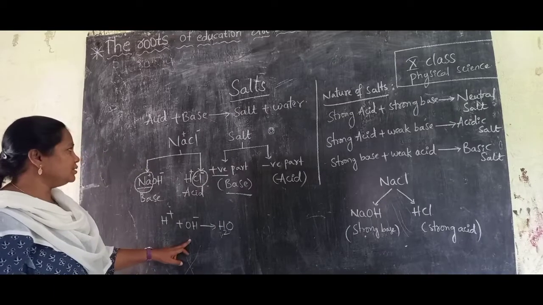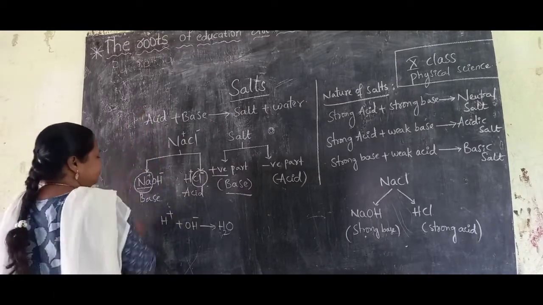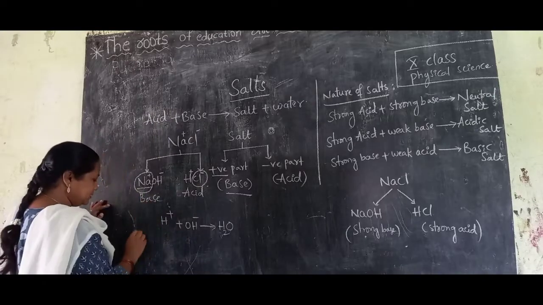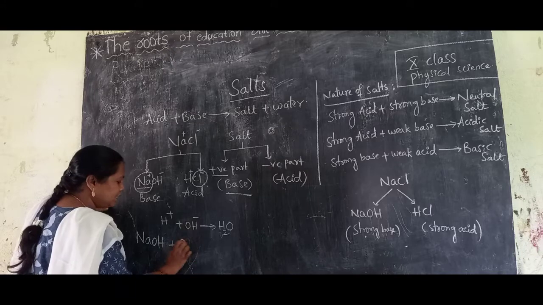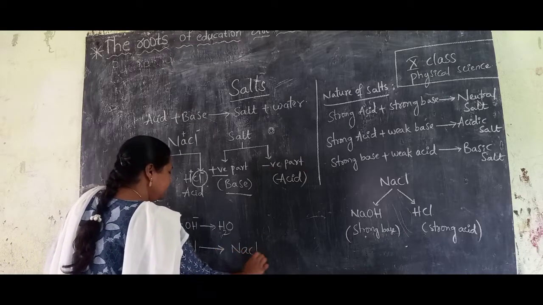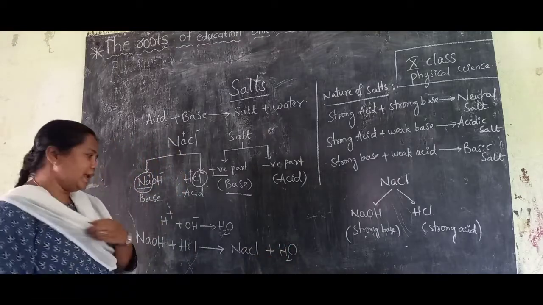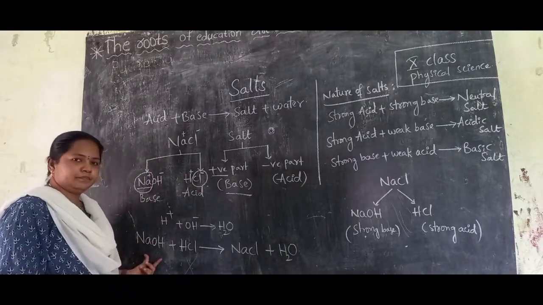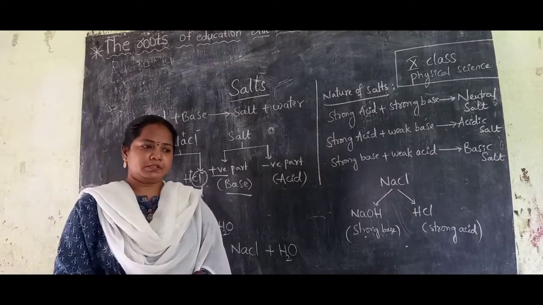Then what will be the whole reaction? How can we write it? You see, base, that is NaOH, plus acid, HCl, gives rise to NaCl plus H2O. This is the total reaction. Like this, similarly, we can see many other examples.